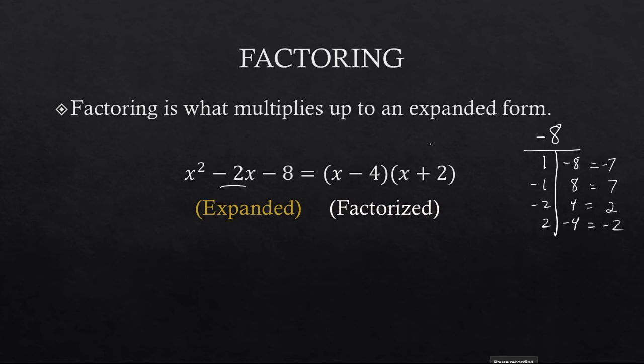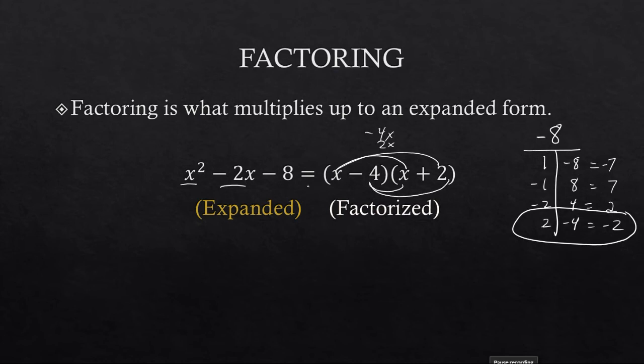So our factors, the two numbers that we're going to use, are a positive 2 and a negative 4 because they multiply up to a negative 8, and a positive 2 and a negative 4 because they add up to a negative 2. So if we would multiply this out, x times x would give us our x squared, x times 2 would give us 2x, negative 4 times x would give us a negative 4x, and negative 4 times 2 would give us our negative 8. Negative 4x plus 2x is going to give us our negative 2x.